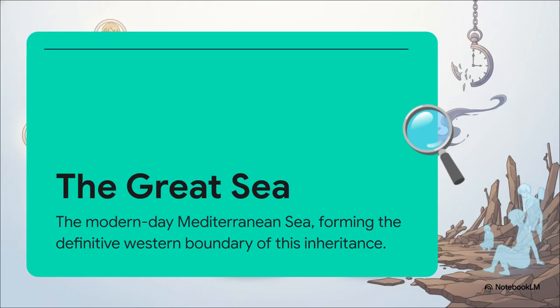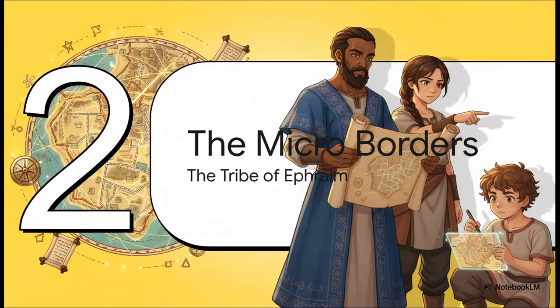Verse 4 then perfectly wraps up this macro section, just stating, "And the children of Joseph, Manasseh, and Ephraim took their inheritance." The grand boundary is set. But as you're about to see, the text doesn't just leave it at the macro level. Section 2. The micro borders for the tribe of Ephraim.